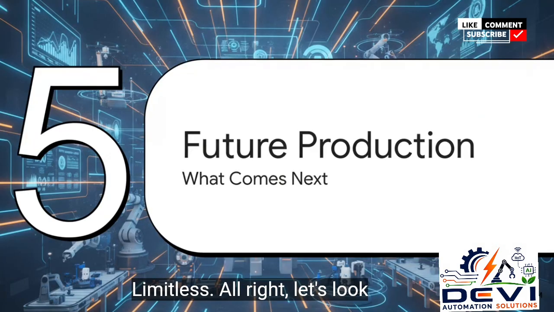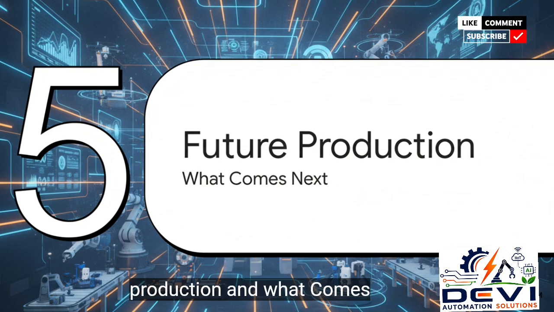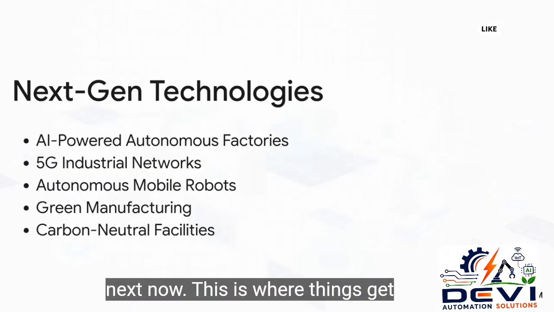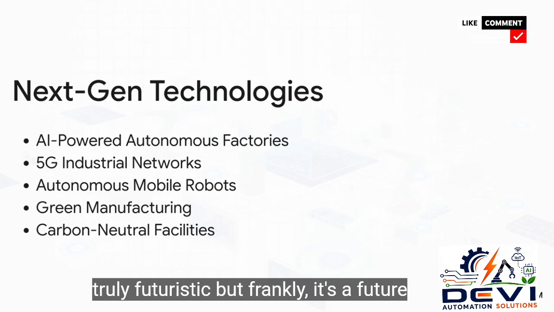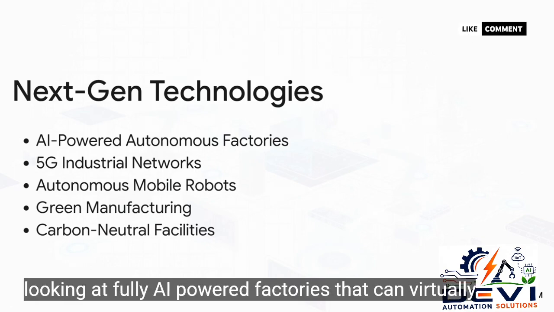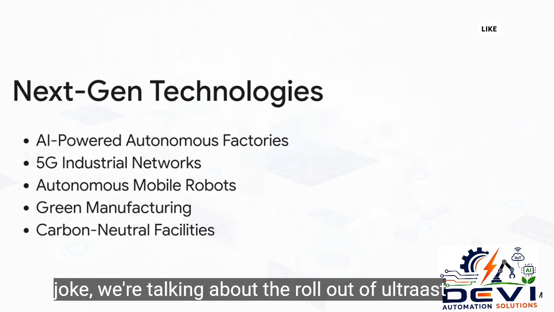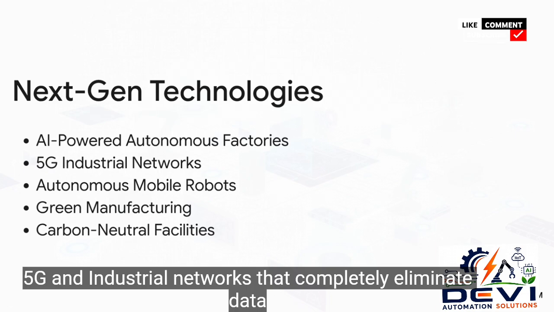All right, let's look ahead. Section 5, the future of production and what comes next. Now this is where things get truly futuristic, but frankly, it's a future that's approaching fast. The next step? We're looking at fully AI-powered factories that can virtually run and heal themselves autonomously. No joke. We're talking about the rollout of ultra-fast 5G industrial networks that completely eliminate data latency.